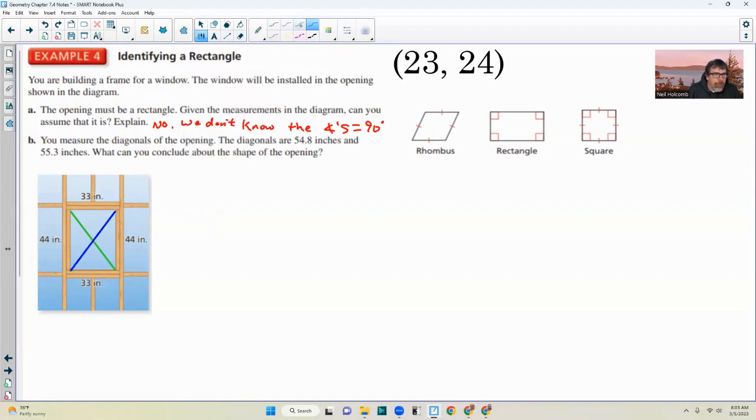So the green one, okay, so if this is A, B, C, D, and the green one, let's just say AC equals 54.8 inches, and segment BD equals 55.3 inches, they're not equal.